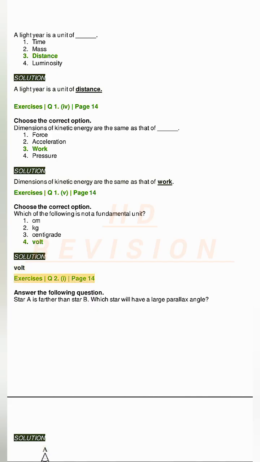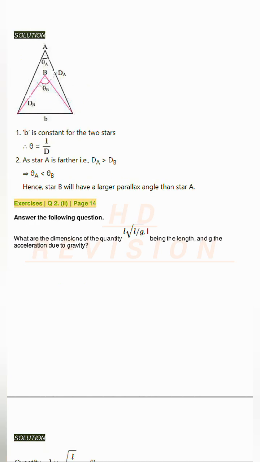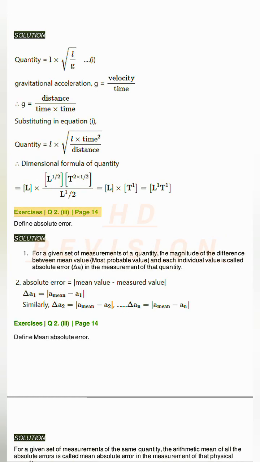Exercises Q2, page 14. Answer the following question. Star A is farther than star B. Which star will have a larger parallax angle? Solution. Exercises Q2, page 14. Answer the following question. What are the dimensions of the quantity, l being the length and g the acceleration due to gravity? Solution.